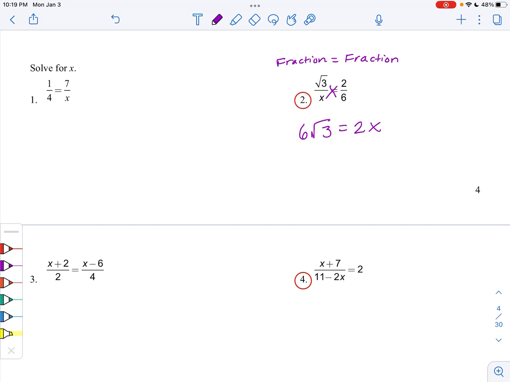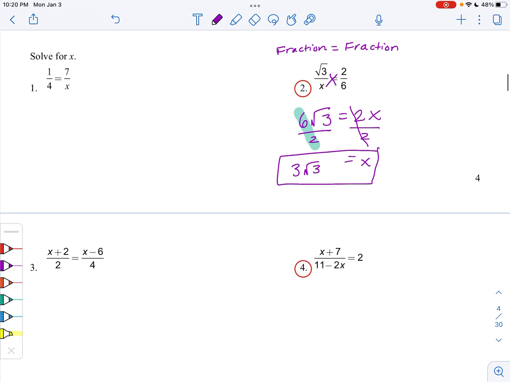So here I did my cross multiplying. I'm almost done, except I need to divide both sides by 2. Now here's another part of the algebra here. I'm not going to divide both of these by 2 because they're already being multiplied by each other. So I'm just going to simplify. 6 divided by 2 is 3. So I get that x must be 3 root 3.